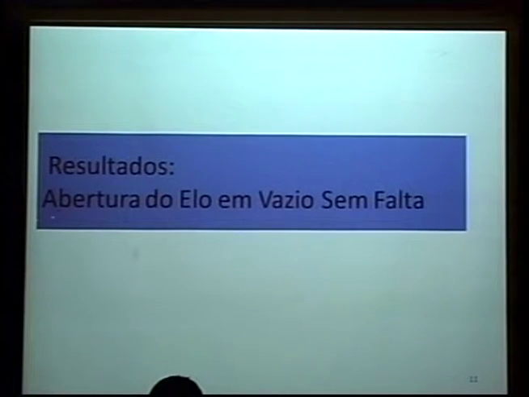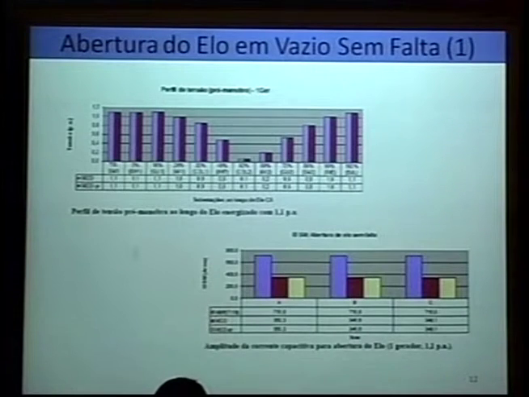Results. Here I present the results considering the opening of the link in a non-load state and without fault. So for the regular proposal of the study, opening of the link, non-load. In this graph, I show the voltage profile before the maneuver. So the voltage of the line before the circuit breaker is opened. This voltage profile is something we were aware of.